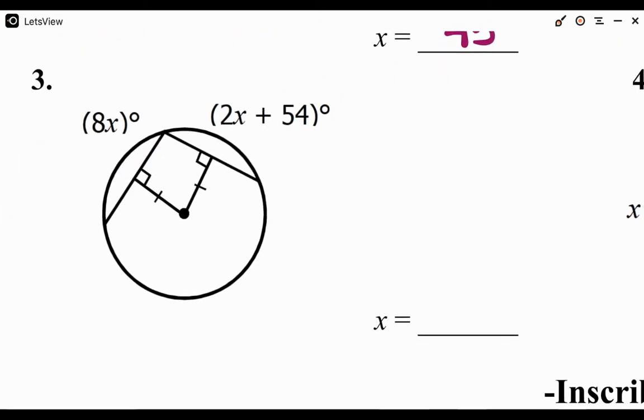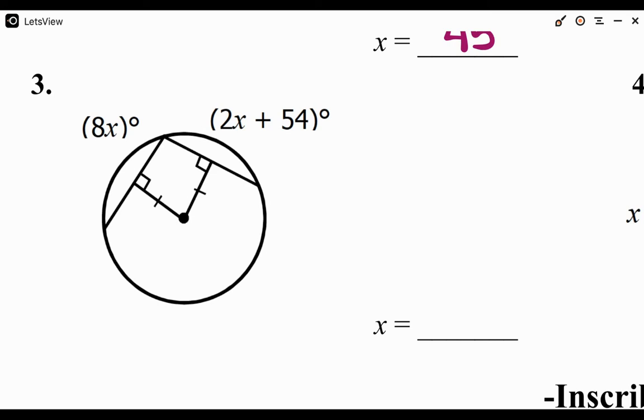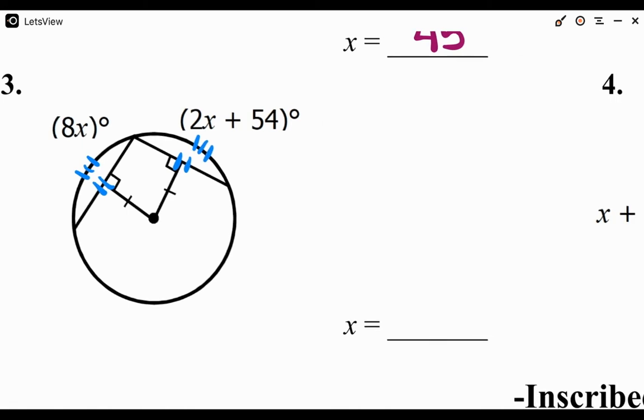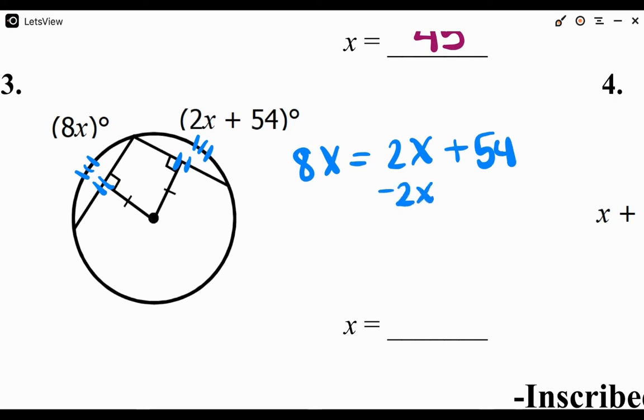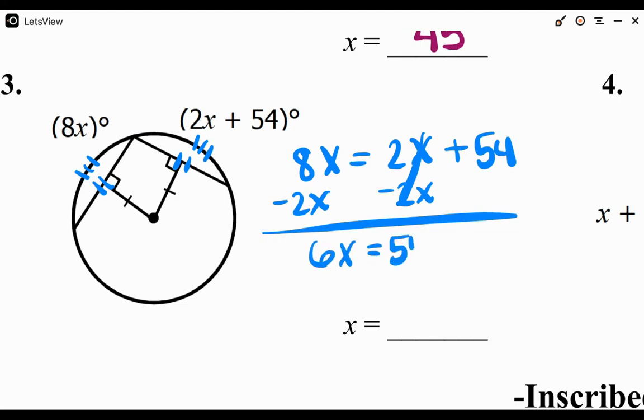Okay, number 3. So we know that we have some perpendicular segments here and that these chords are both equidistant from the center, which means our chords are congruent, which also means these arcs are congruent. So our equation is 8x equals 2x plus 54. And then just solve like normal, so subtract 2x on both sides. You get 6x equals 54. Divide by 6. You get x equal to 9.